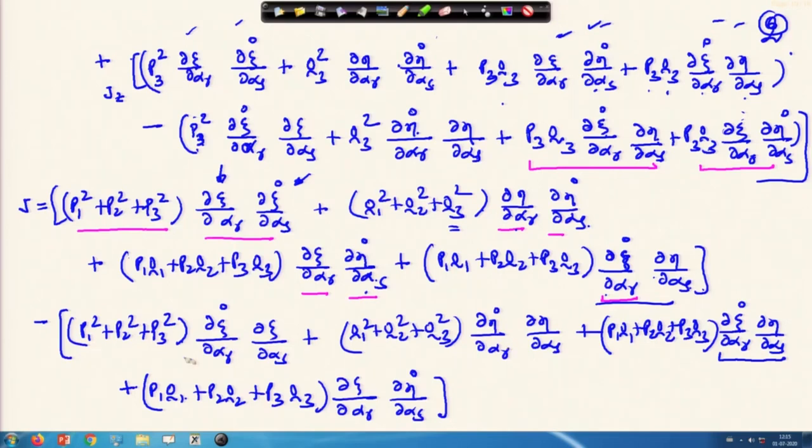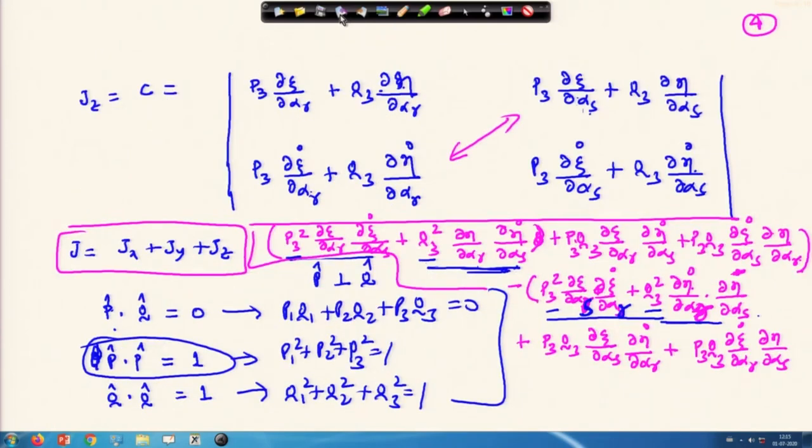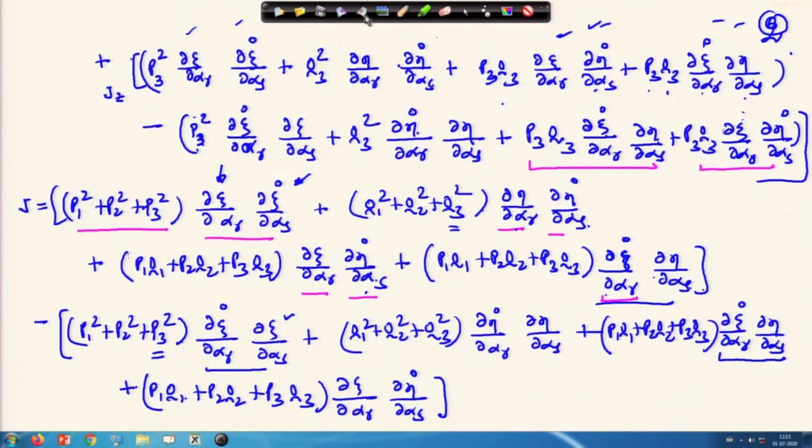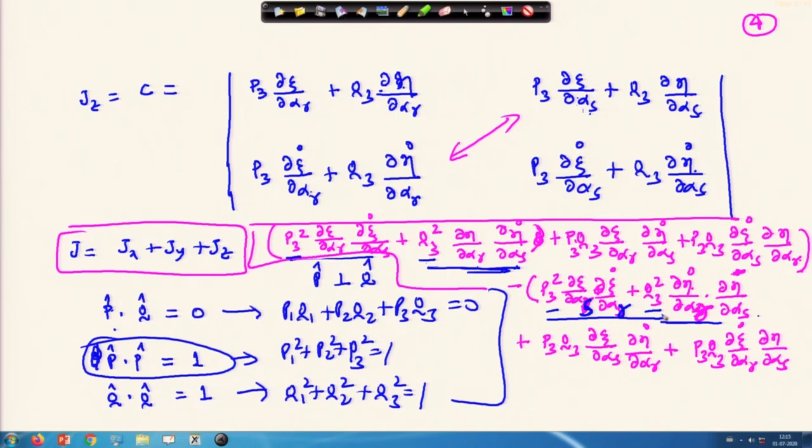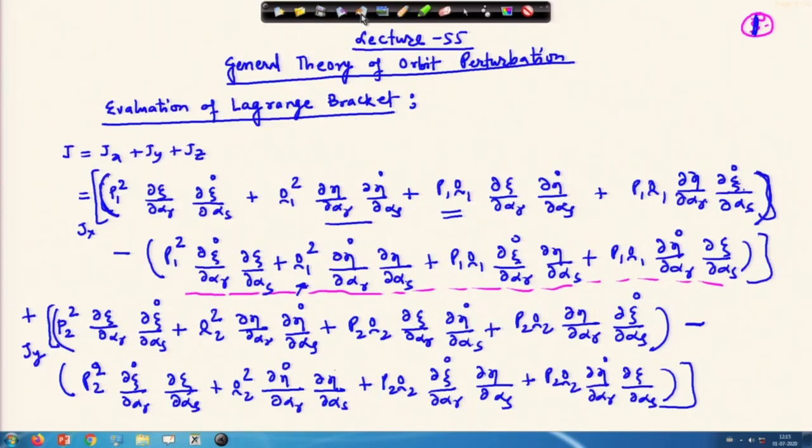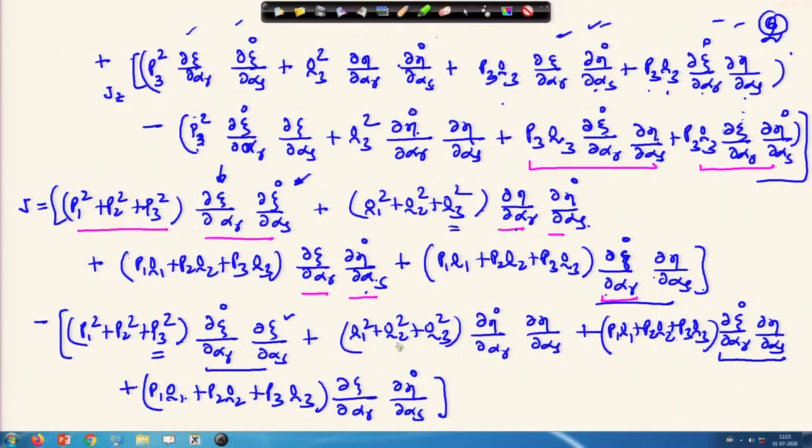Okay. Similarly, Q3 square dou eta dot by dou alpha r and dou eta by dou alpha s. This we have already verified, and this is also okay. So, Q3 square with the minus sign here, dou eta dot by dou alpha r, dou eta by dou alpha s. This is also okay. The rest we just need to verify: this part and this part.